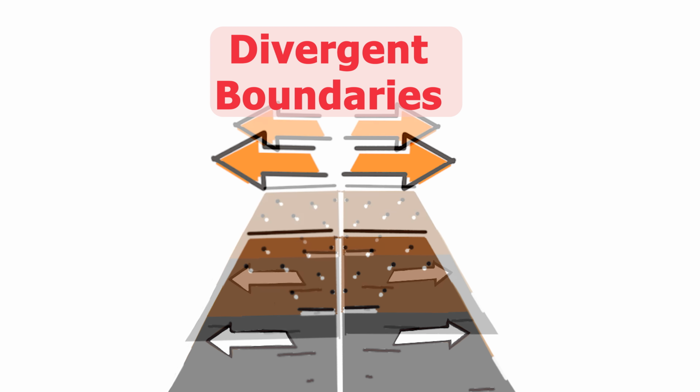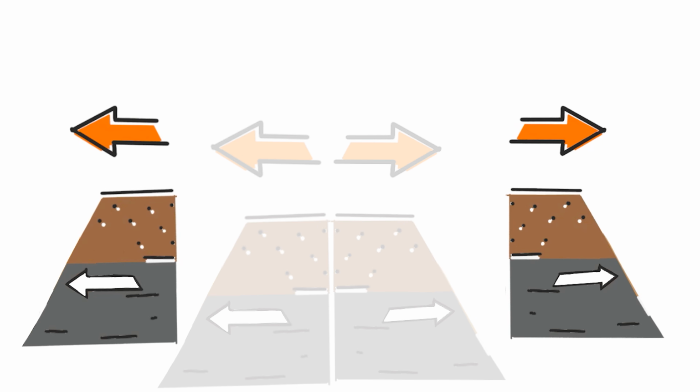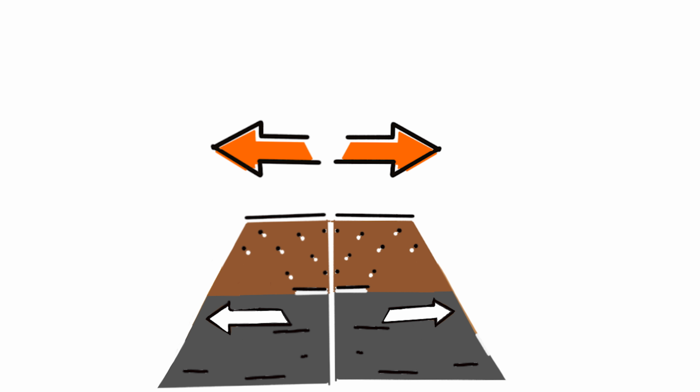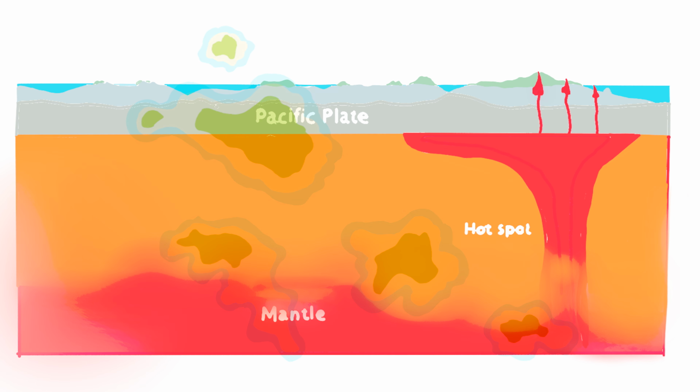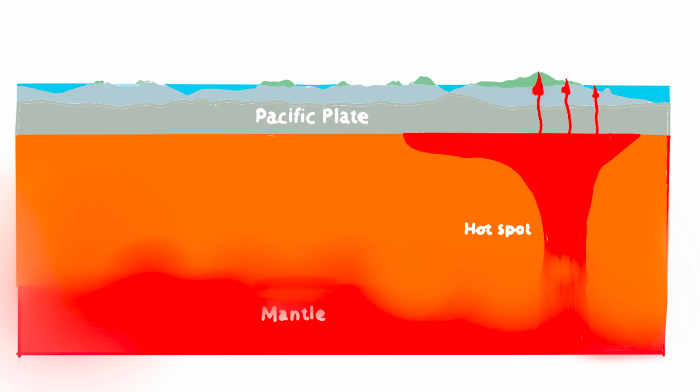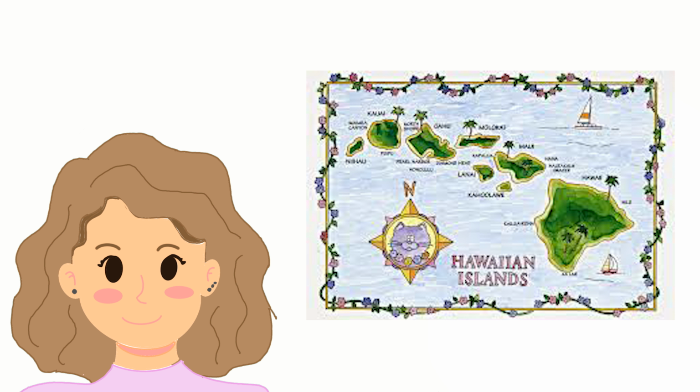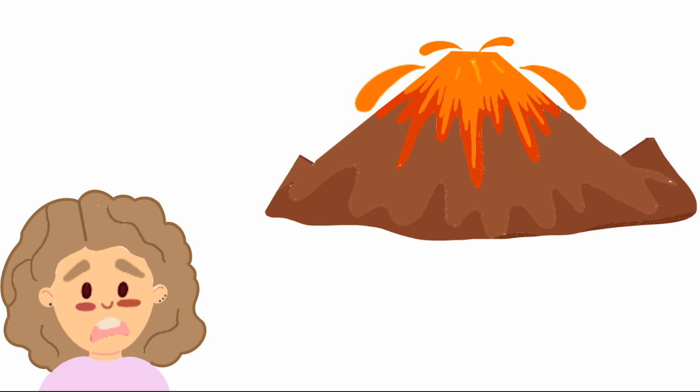Divergent boundaries. At these boundaries, plates move apart, leaving a gap where magma from the mantle can rise to the surface, often forming mid-ocean ridges. Volcanoes also form over hot spots, areas in the mantle with abnormally high temperatures. Magma from these spots forces its way to the surface, creating a volcano. A famous example is the Hawaiian Islands, which formed as the Pacific plate moved over a fixed hot spot, resulting in a chain of volcanic islands.